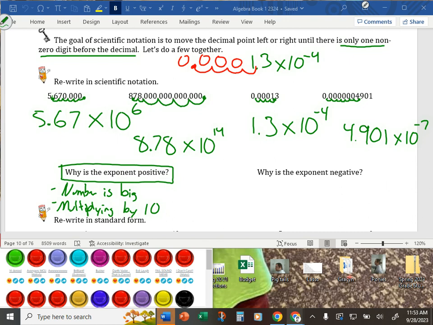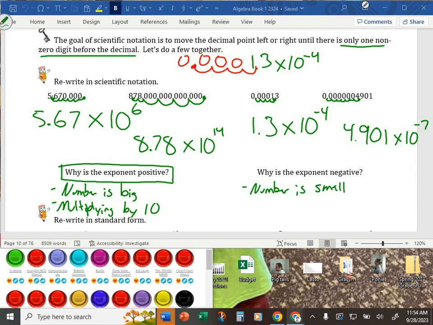Right? So 4.901 times 10 to the negative 7. So what does a negative exponent tell us? Zoe, tell us again. What does a negative exponent tell us? Josie, it's a small number. Your original number is very, very small.